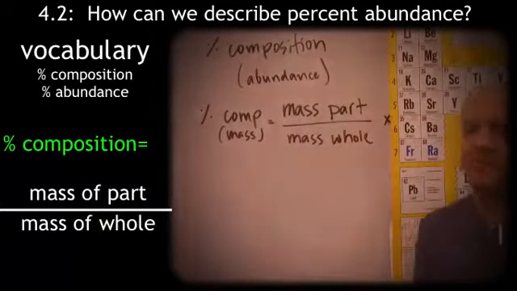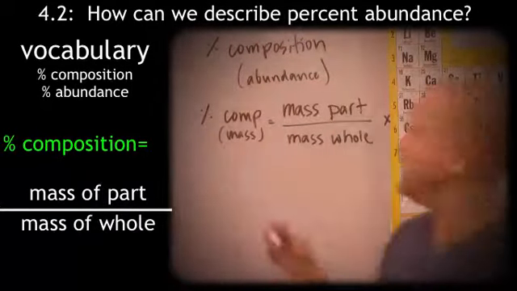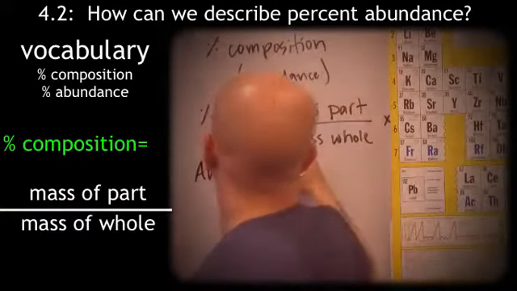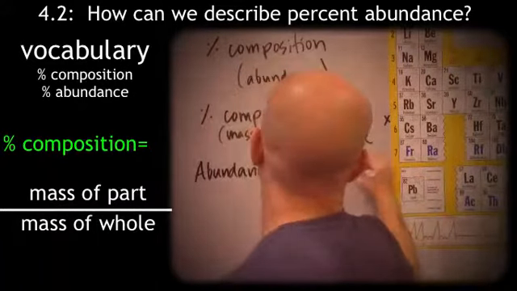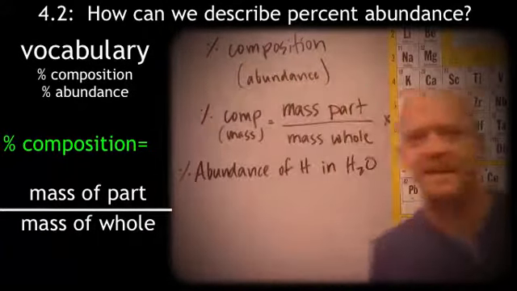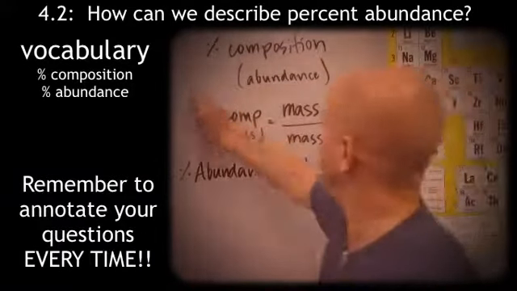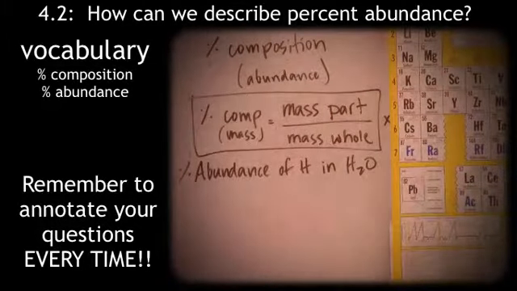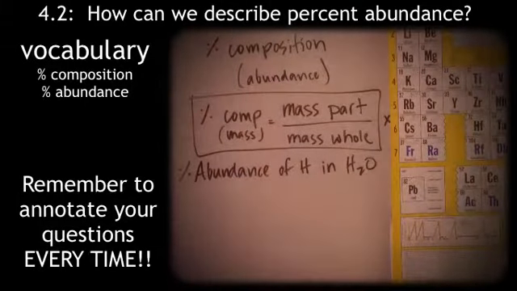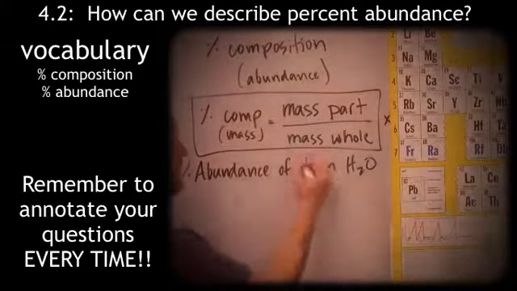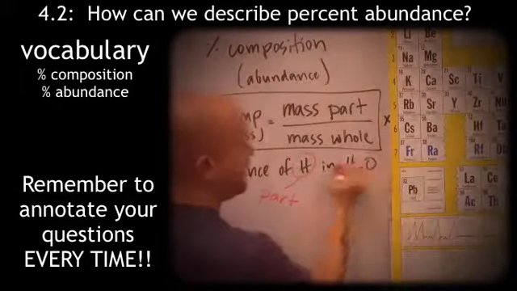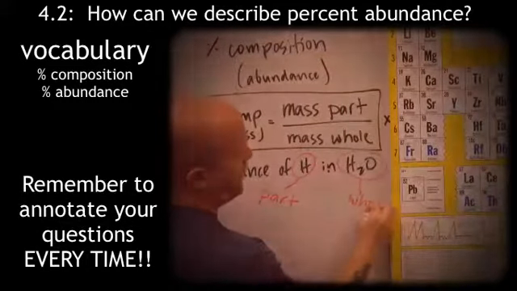So we're going to look up something really simple, and we're going to do the abundance of hydrogen in water. So, percent abundance. First of all, we have to figure out the part and the whole. So we're going to go through and annotate this question. First of all, percent abundance of hydrogen: this is the part. Water is the whole.